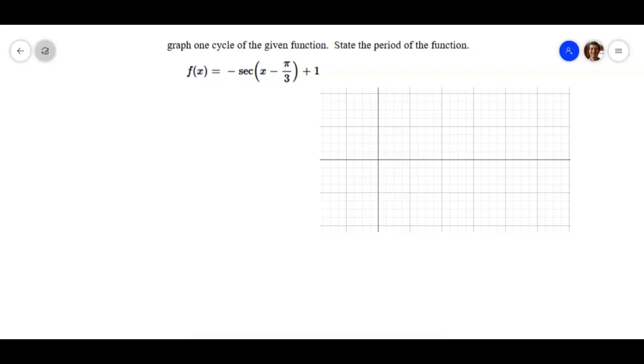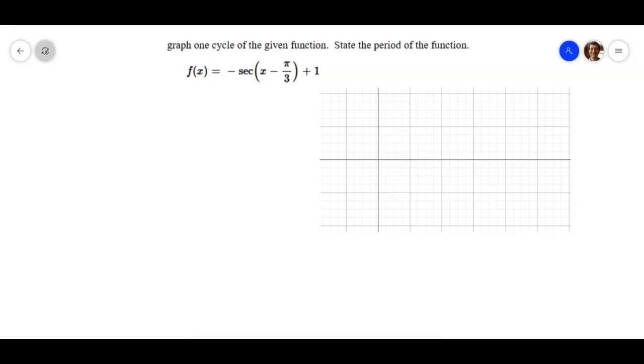We're going to take a look at graphing a secant wave. And we'll state the period, also the amplitude, the phase shift, the vertical shift, and let's see something else. We'll find out. So let's take a look at this.